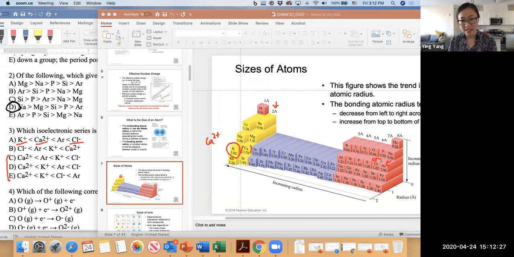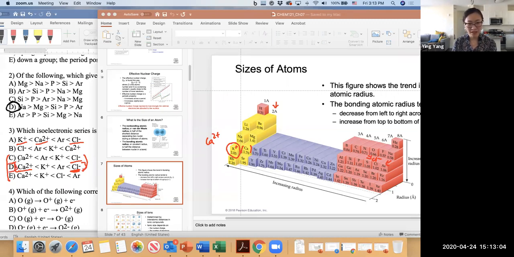And let's see which one has the smallest effective nuclear charge, and that would be chlorine. And therefore, chlorine would be the largest. So we choose between C and D. If we look at the order, it should be calcium the smallest, and the next one would be potassium ion. And the next would be argon, and the largest would be chloride ion. Okay, so the answer would be D.